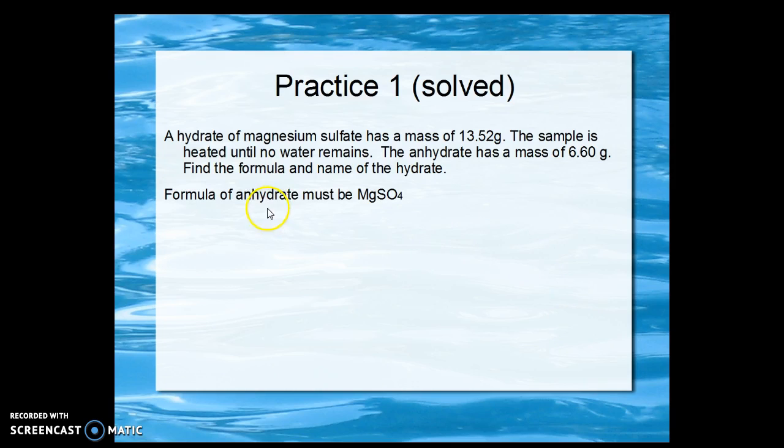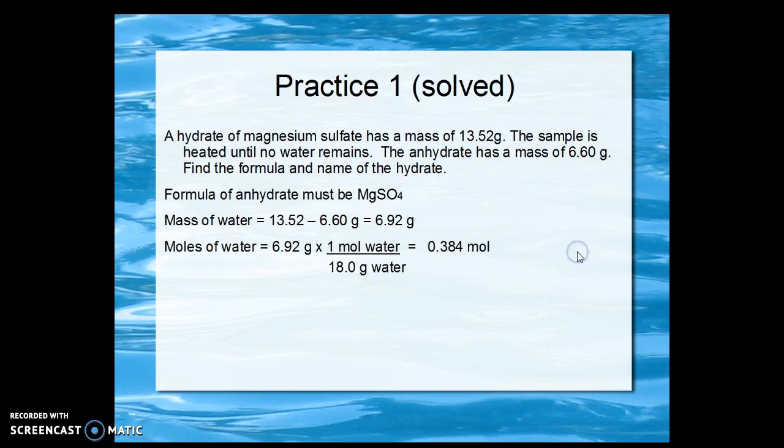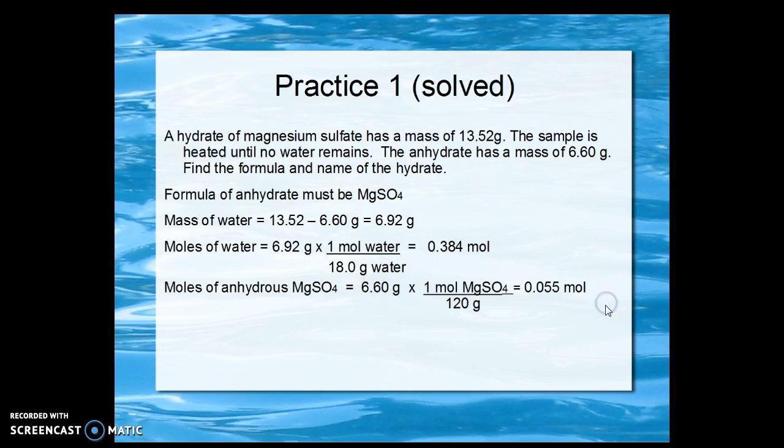Well, the formula of the anhydrate, since it's magnesium sulfate, must be MgSO4. The mass of water is the difference between the hydrate and the anhydrate, or 6.92 grams. Moles of water, 6.92 grams. We're going to multiply by the ratio 1 mole of water per 18 grams, and we get 0.384 moles of the water. The anhydrous magnesium sulfate is 6.60 grams, and we know that 1 mole of magnesium sulfate is 120 grams, so we divide by that, and we get 0.055 moles.